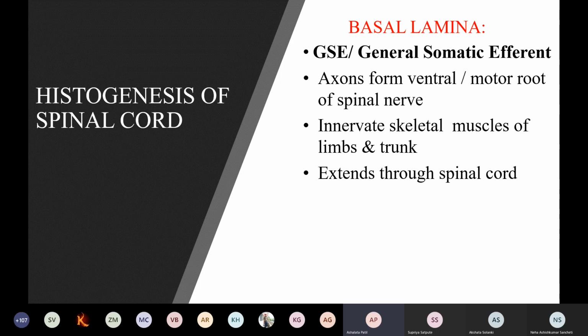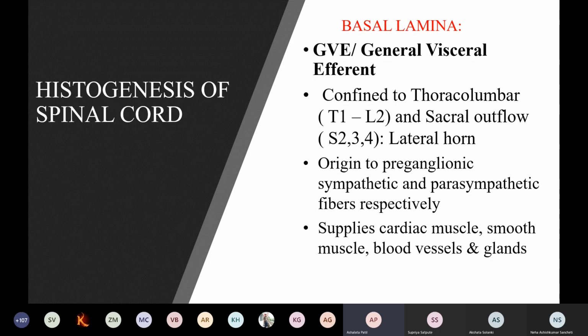All the spinal nerves are mixed. They carry both fibers, motor as well as sensory. So the motor component runs through the ventral root and the sensory component runs through the dorsal root. Both of these meet and form the spinal nerve. So the somatic efferent nuclei are situated in the anterior horn. They supply the skeletal muscles of the limbs and the trunk, and this extends throughout the spinal cord.